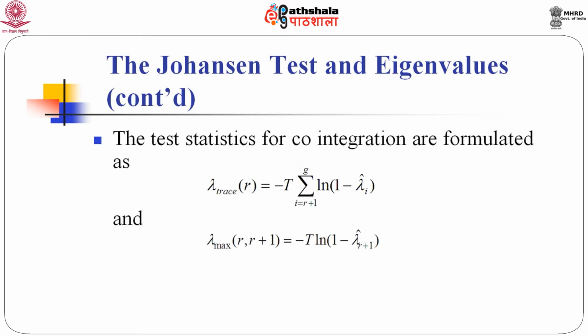Now, using this property, the test statistics for the Johansen test are as follows. You have to calculate lambda trace and lambda max. Lambda trace and lambda max are the two critical statistics which are used in the Johansen test in order to find the rank of the matrix.